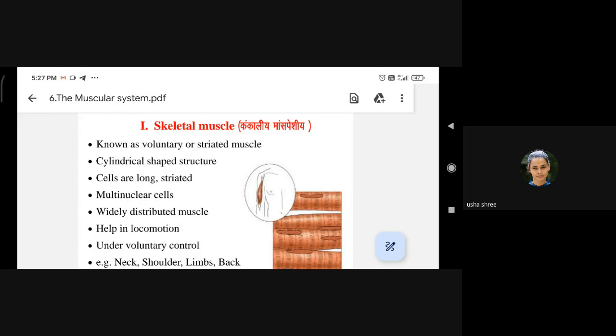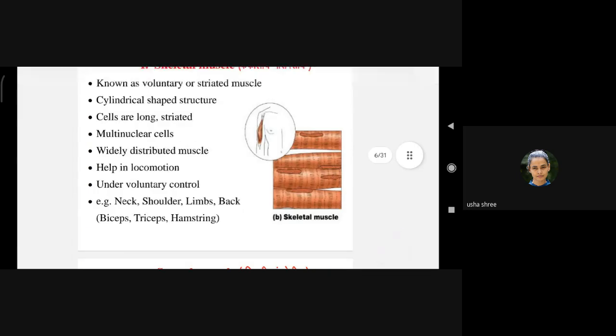Widely distributed muscle, helps in locomotion. Obviously, without muscles, we can't do our locomotion. Under voluntary control. Obviously, skeletal muscles are the only muscles we can voluntarily control. Examples are the neck, shoulder, or limbs, meaning both extremities, and back.